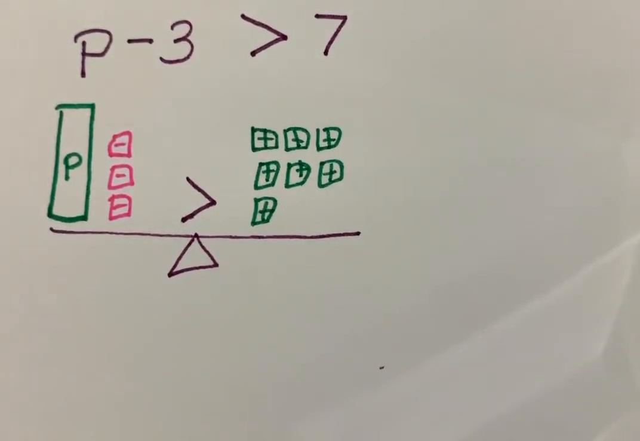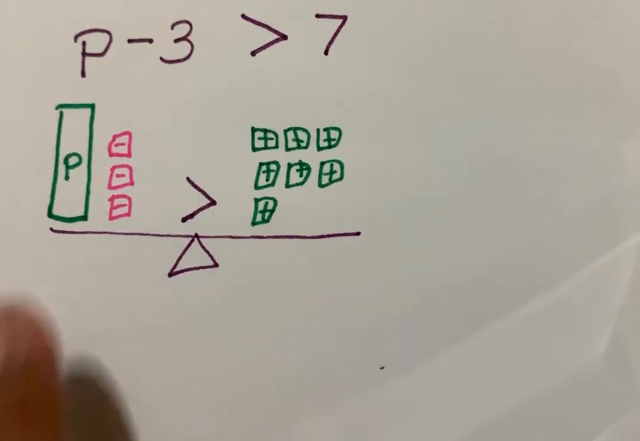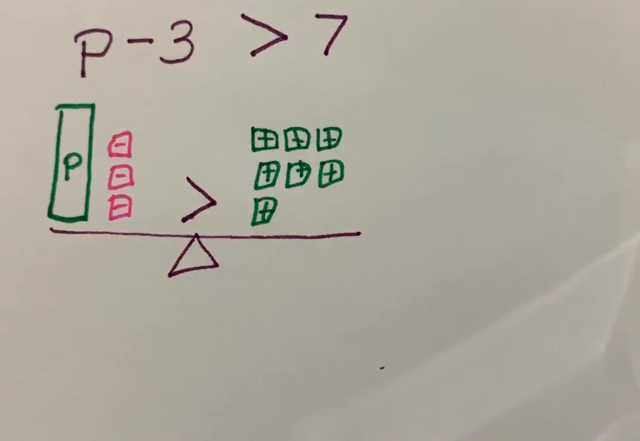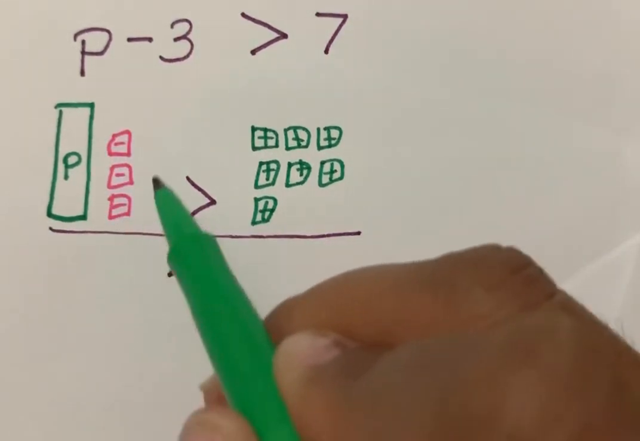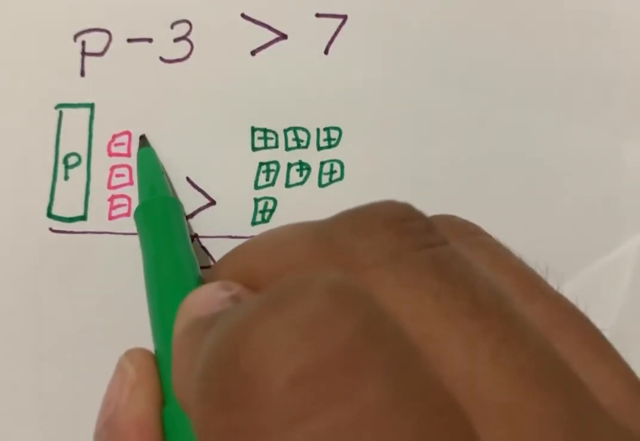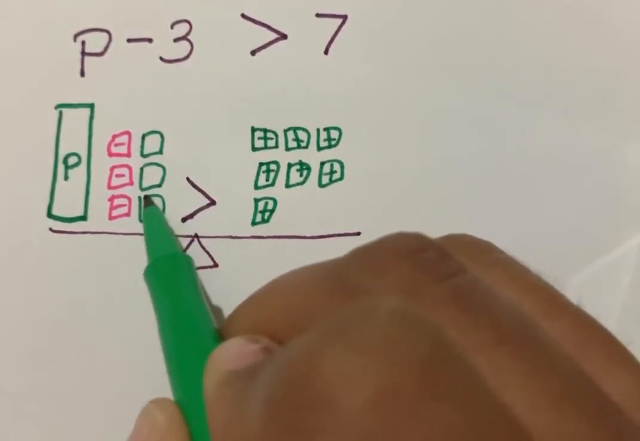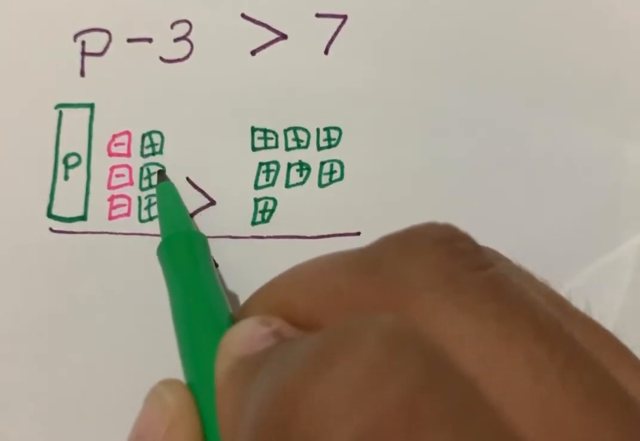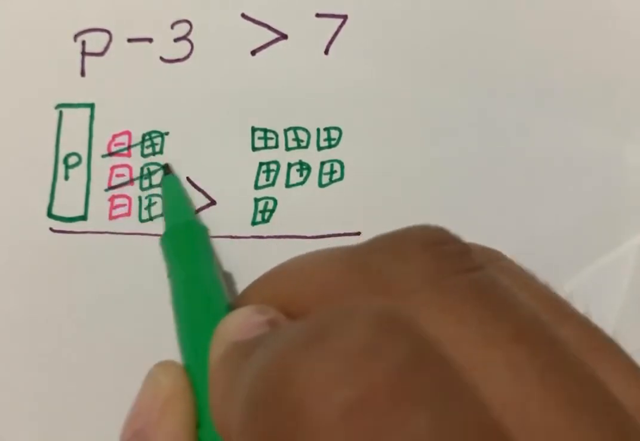All right, so it kind of works the same way as we did our pouches. Okay, we want our variable to be by itself because we want to know how much is in that P to make this inequality true. So in order to do that, I have to get rid of these 3 negatives. And to get rid of those 3 negatives, I need to add 3 positives, and that's going to give me 0 pairs.